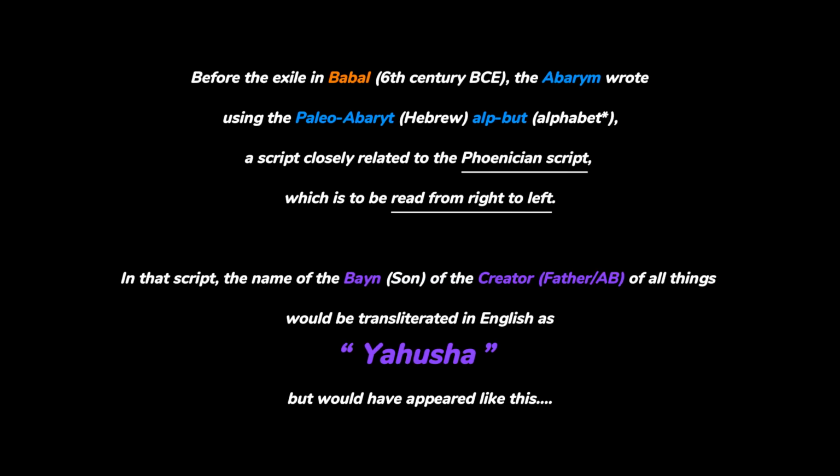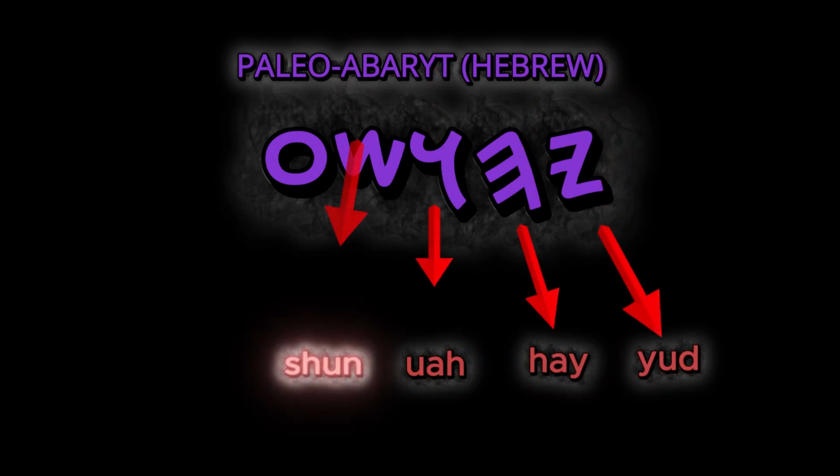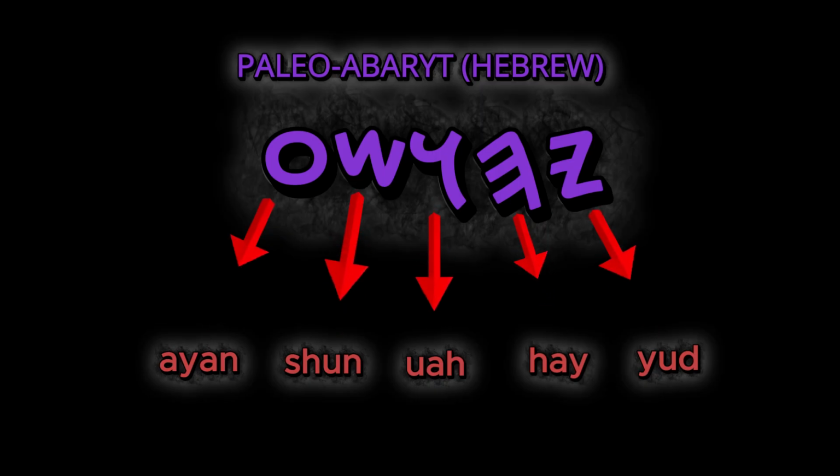Before the exile in Babel, 6th century BCE, the Abarim wrote using Paleo Abary alphabet, a script closely related to the Phoenician script, which is to be read from left to right. In that script, the name of the son of the creator of all things would be transliterated in English as Yahusha, but would have appeared like this in raw form: Yahusha, Yod He Wa Shun Ayin. That is the Paleo Abary, or Hebrew spelling of what later appears in square Aramaic form as this.